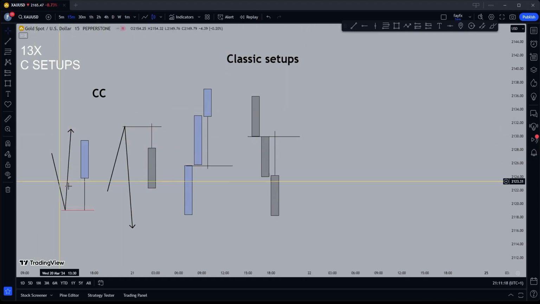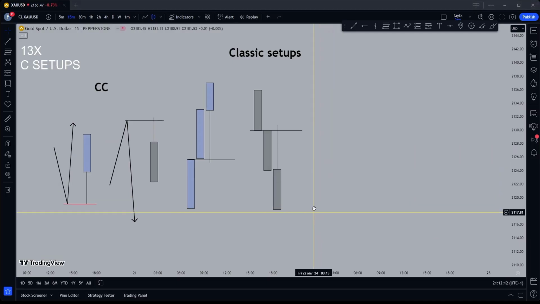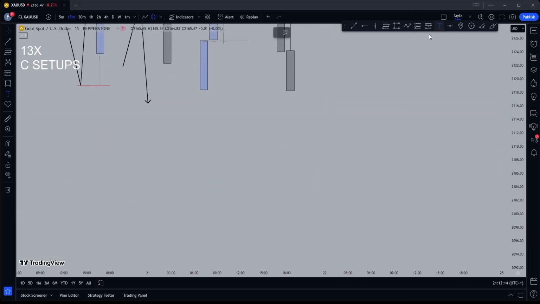That's what we learned about CC. For a V level, CC should be bullish. A level, CC should be bearish. A bullish gap, CC should be bullish. For a bearish gap, CC should be bearish. That's all about CC. Let's see the equilibrium.